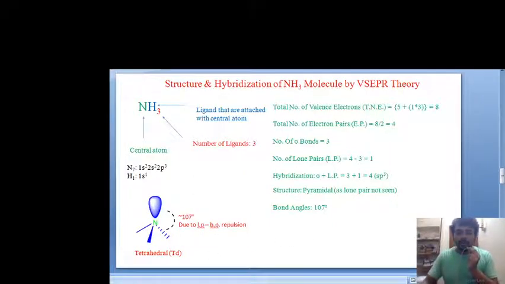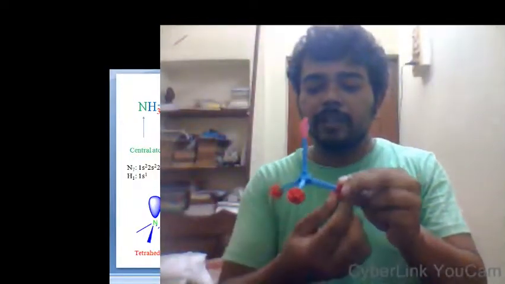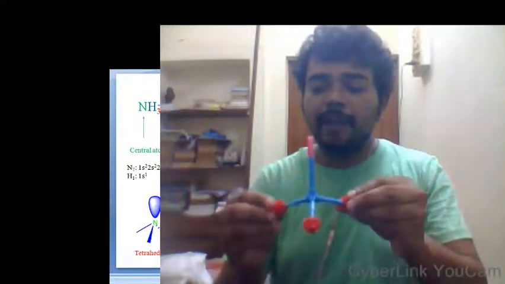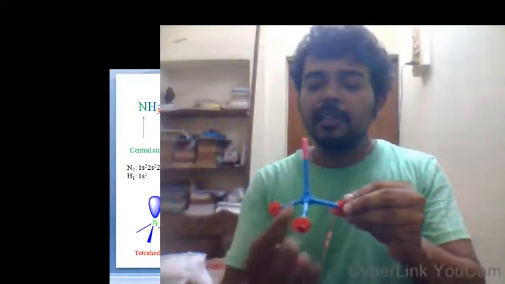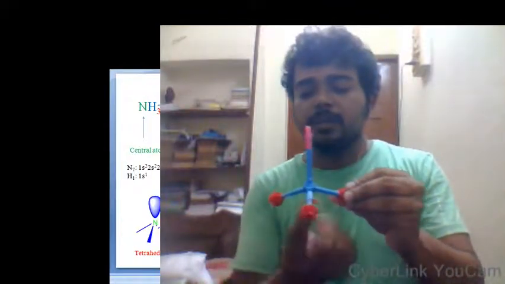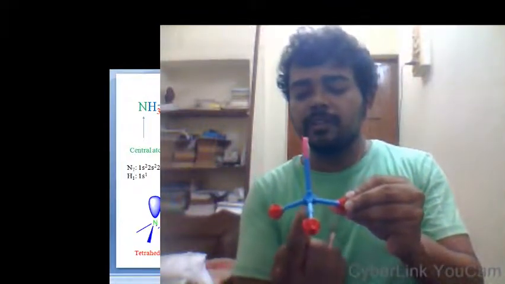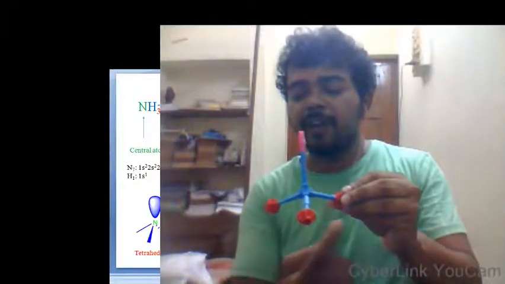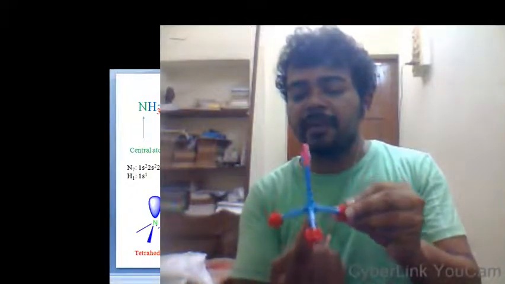Now, what is the structure of the ammonia molecule? If we look at this structure, this is the ammonia molecule. These red balls are the hydrogen atoms, and this is the middle nitrogen. This portion is also not in the same plane with the other three hydrogen atoms. It deviates from planarity, although it looks like a methane-like molecule.